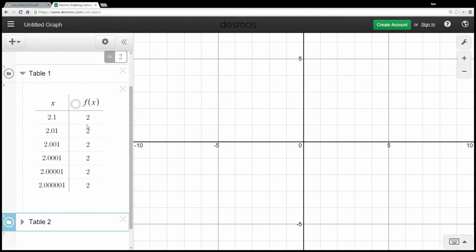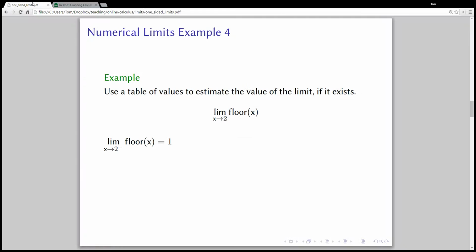Next, we're going to look at the limit as x goes to 2 from the right. So we're going to look at these values here. These values are getting closer and closer to 2, but they are all on the right of 2 on the number line. They're all greater than 2, but they are getting closer and closer to 2, and we can see that their output values are exactly equal to 2 in this case. And so what we would say again is that the limit as x goes to 2 from the right of the floor function is equal to 2.